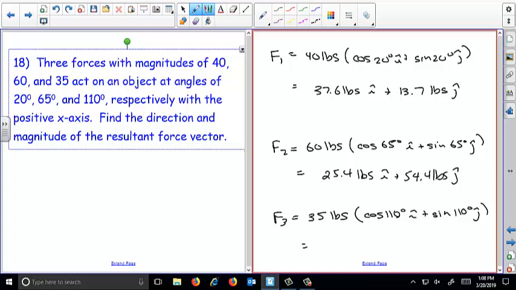And the last one is 35 times the cosine of 110. So that's negative 11 point, actually that to one digit, negative 12.0 pounds I plus 35 times sine of 110, 32.9 pounds J.